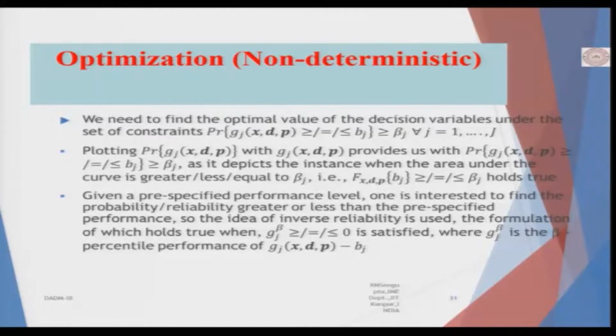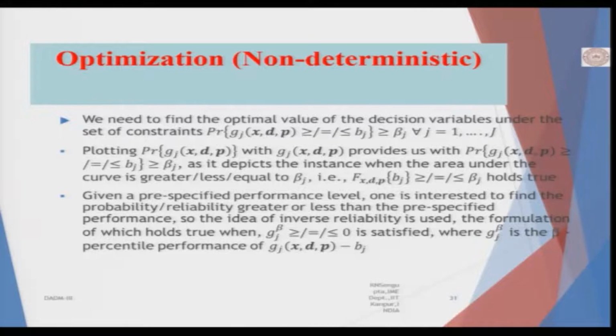And here the case is the probability of gj's, and it can be hk's also, but I am just taking one set of constraints only in order to portray that. Probability of gj's (x, d and p), where x is the decision variable, d is the deterministic one, p is the probabilistic one, is greater than or equal to, or less than or equal to, bj's for j equal to 1 to capital J. So, you are plotting the probabilities along with the constraints, and that would provide us some information on how the values of betas are there.